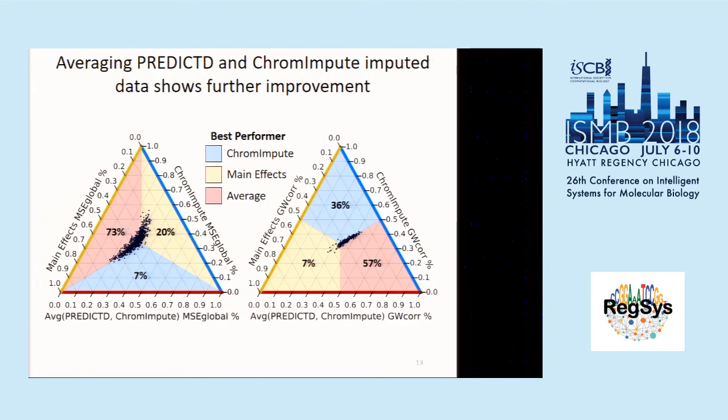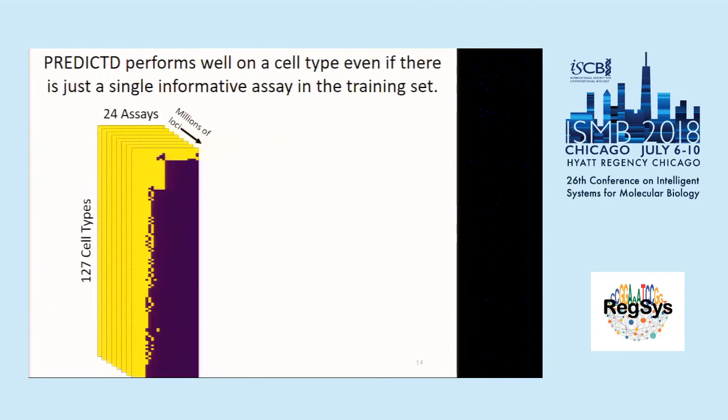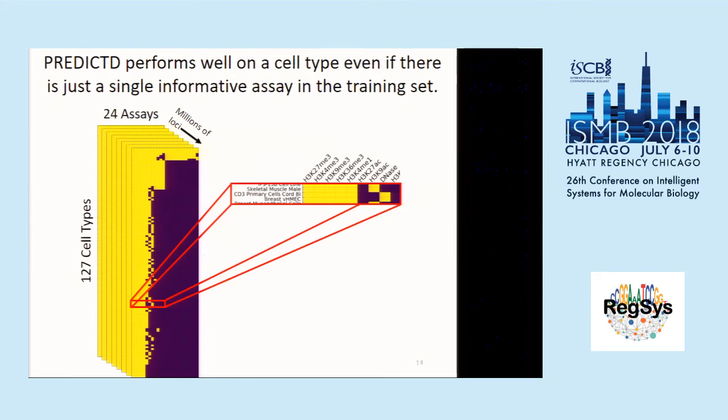Now, how might you actually make use of this? We think one of the most useful cases for data imputation, as I mentioned earlier, is if you have a cell type that is undercharacterized. To simulate this situation, we took one cell type, the CD3 primary cells from cord blood, and trained models holding out all of the data except for 1 or 2 data sets for this cell type, and compared how the model performed.